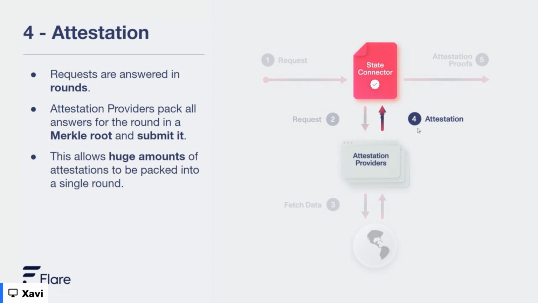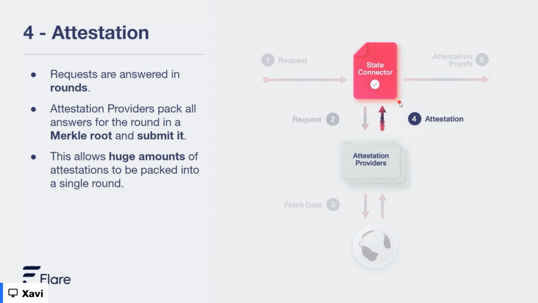Once an attestation provider has collected all the answers for that round, it builds the Merkle tree and submits the Merkle root, only the root. That makes this system extremely scalable because that means that we can answer lots and lots of requests, and we only need to transmit a single Merkle root every time.